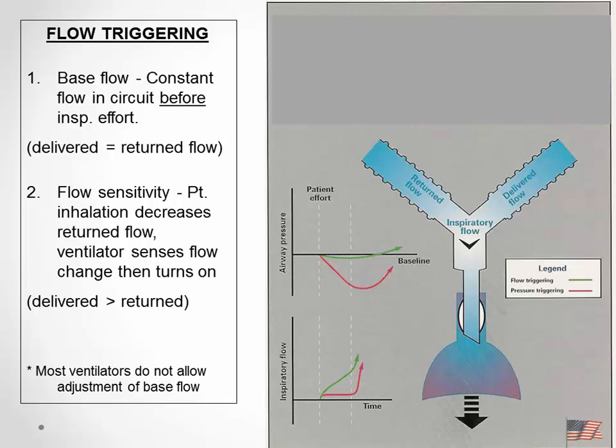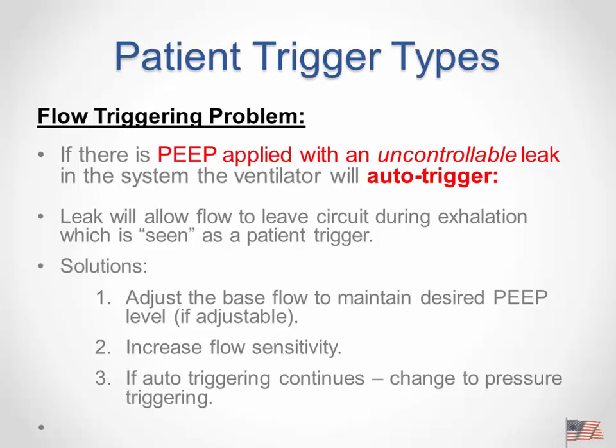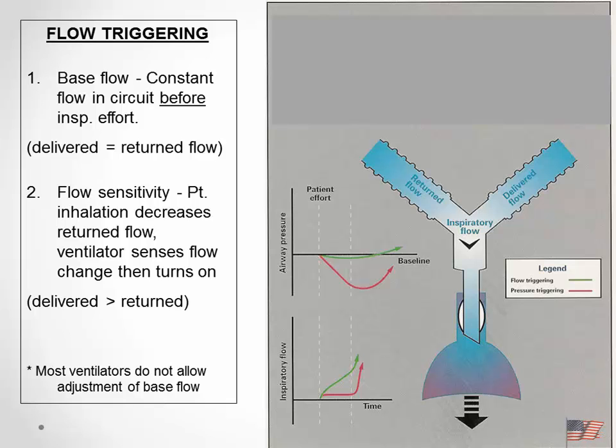We know how flow triggering works. I have a delivered flow and a return flow, going in a circle. If I have my flow triggering at 3 liters per minute, once 3 liters per minute is depleted by the patient, it triggers the breath on, so the delivered flow is no longer equal to the returned flow. The patient must be taking some of it, and the ventilator triggers on. By the way, most ventilators do not allow you to adjust the base flow, the bias flow going through the circuitry. What they do allow you to adjust is the extent to which that has to be depleted before the ventilator triggers on.